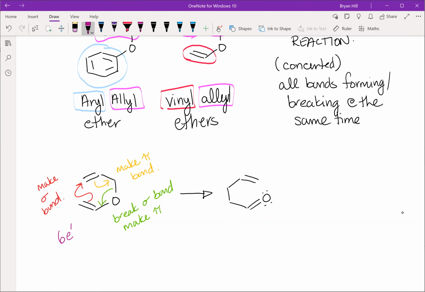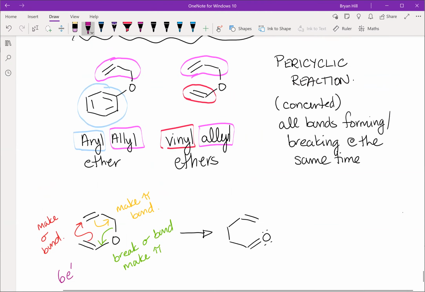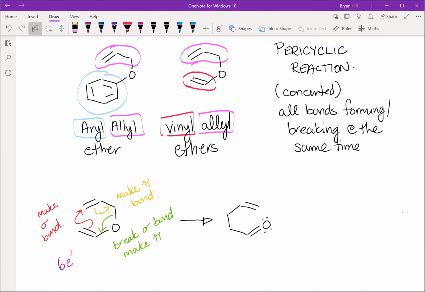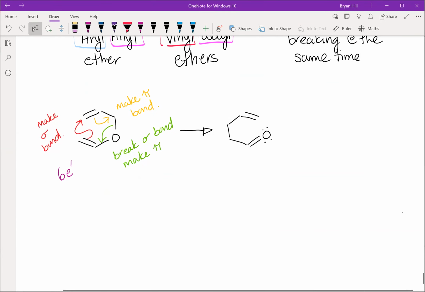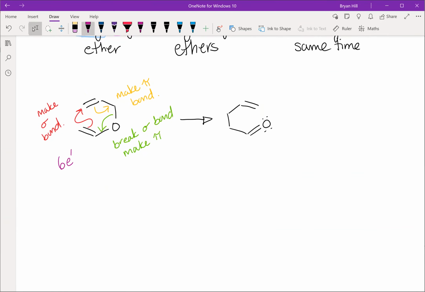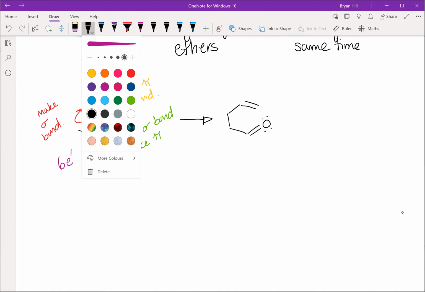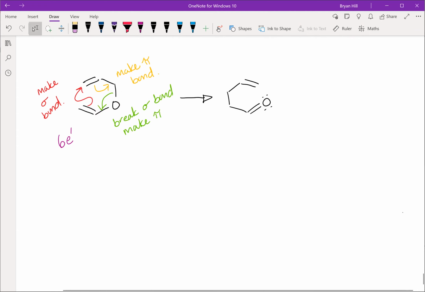Now, the aromatic one is probably the more popular of the two, because there's an added twist to it, which makes the reaction even more powerful. So let's do that. Okay, so now let's do this.